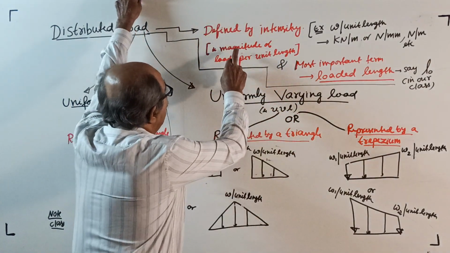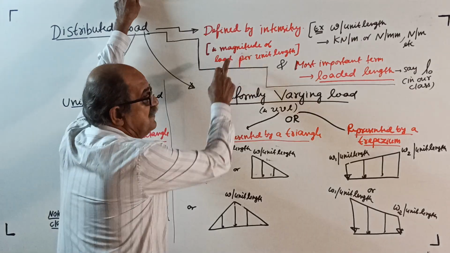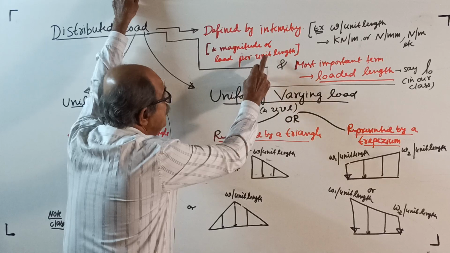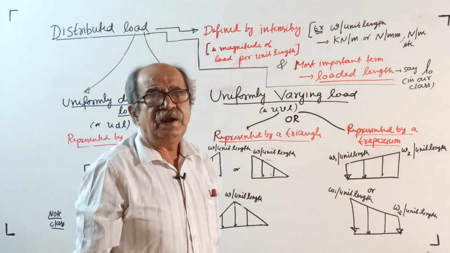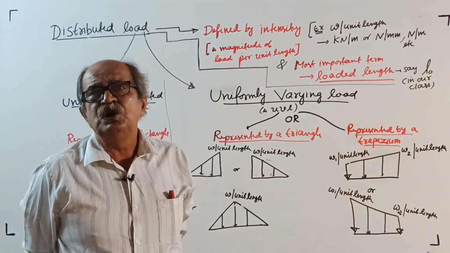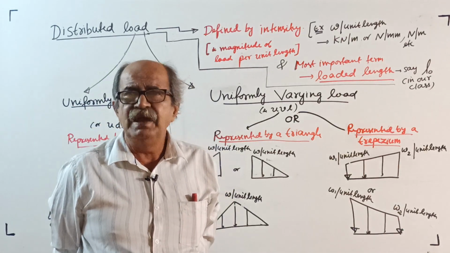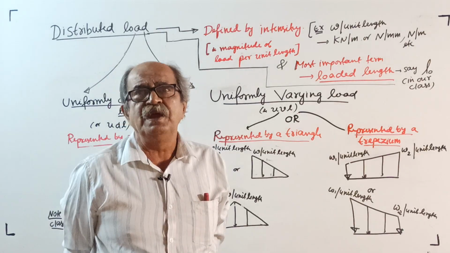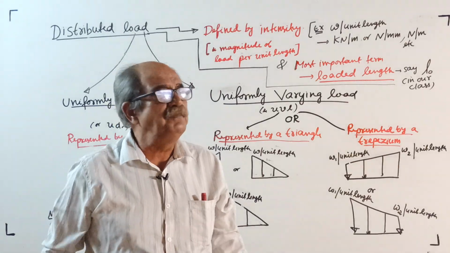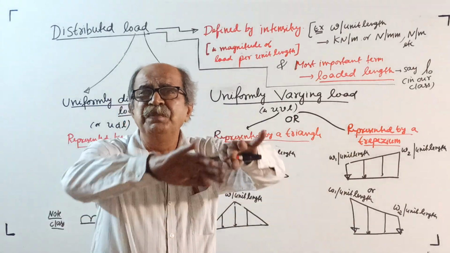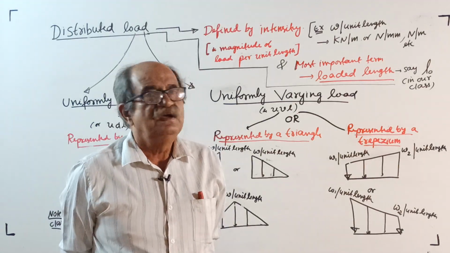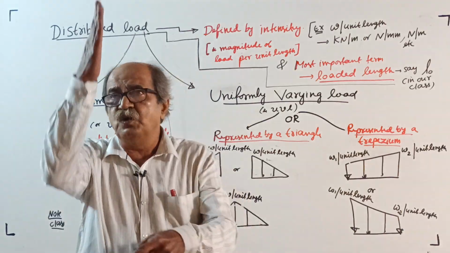Intensity means magnitude. But remember, this is not the total magnitude. It is the magnitude of load per unit length. I'll give a small example. Suppose you want to buy something. You go and ask the shopkeeper, what is the cost? He will tell a lump sum, maybe for something where many items are there. Complete lump sum, 1000 rupees, sir. Over. It is a point load.